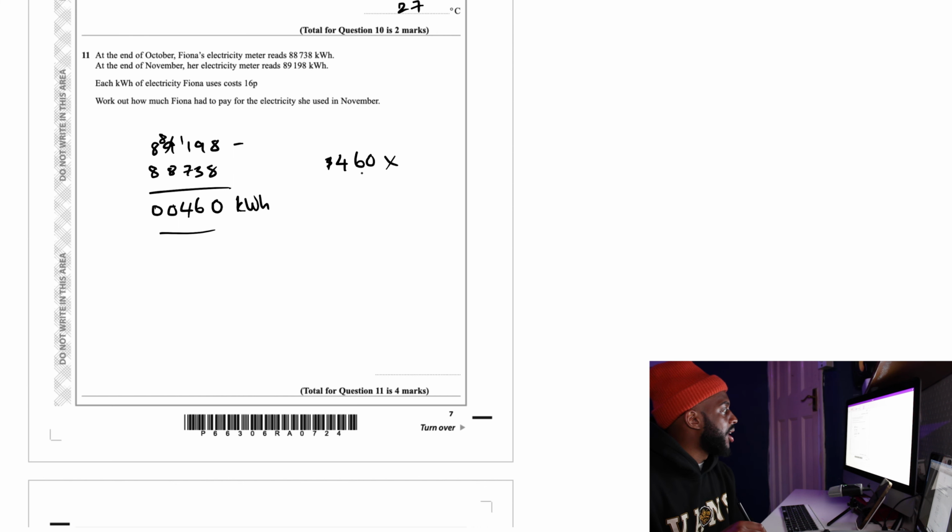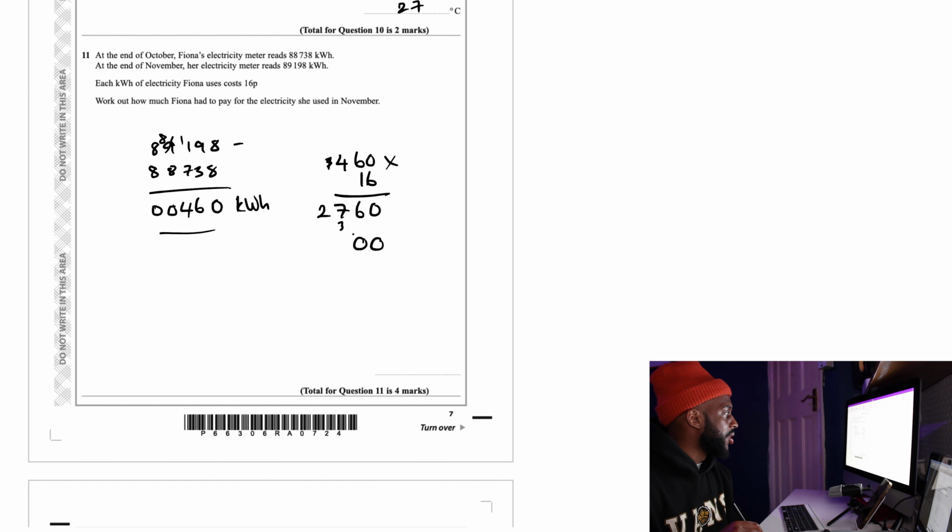460 times by 16. 6 times 0 is 0. 6 times 6 is 36. Put the 6 there, carry the 3. 6 times 4 is 24. Remember the 3 that we carried, so that's going to be 27 when we add it on. Placeholder, put your 0 there.